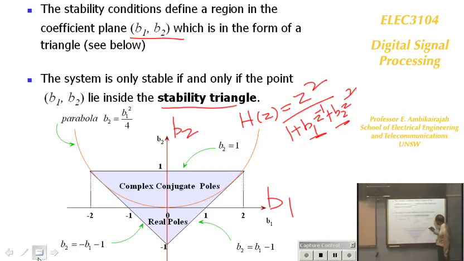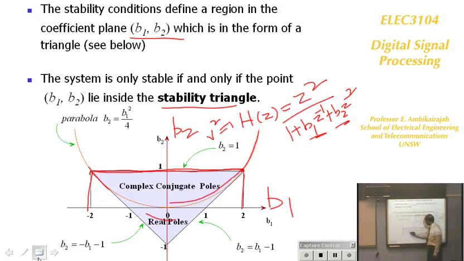And we will show that the maximum value of b1 can be only 2 and the minimum is minus 2. And b2 can be maximum 1. That line is the marginally stable one, b2 means r squared equal to 1. So that's the marginally stable. It can be minus 1. And we can also show from the previous equation, by distributive mathematics, that this line is the parabola of that equation.